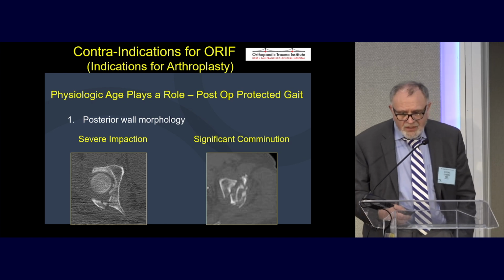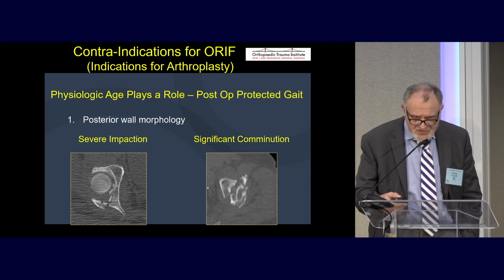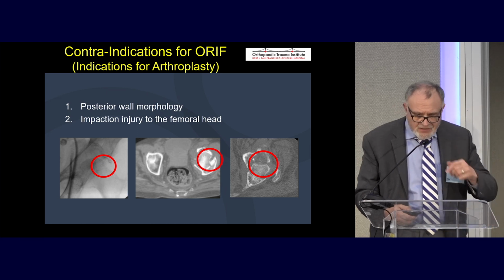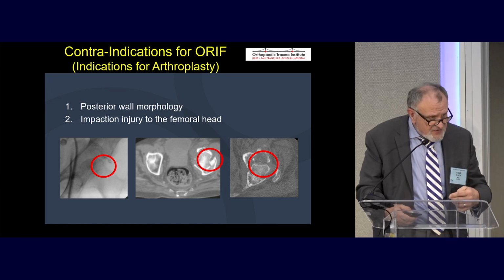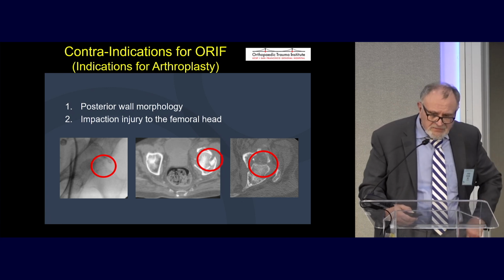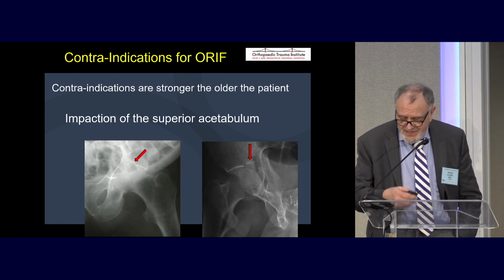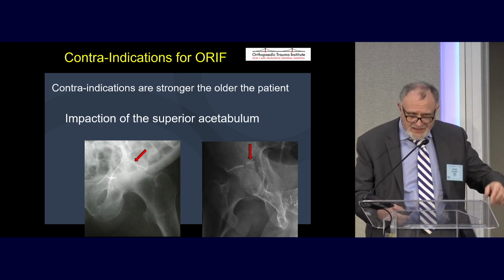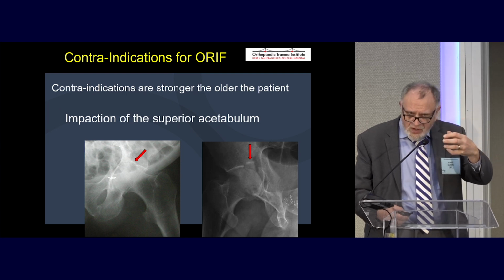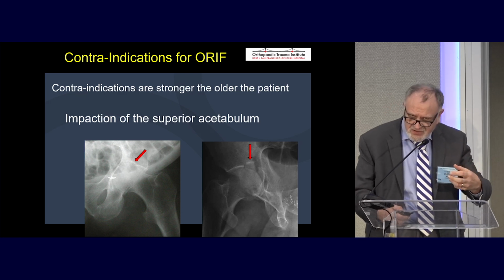So, things that are relative contraindications for fixation, relative that is. Posterior wall morphology, Andy's going to talk about this in a minute, so I won't spend a lot of time on it. Impaction of the superior acetabulum or injury to the femoral head. Dana Mears used to say if you have more than a third of the femoral head involved, it's not reconstructible, so just do a total joint. And then impaction of the superior acetabulum. I'll show you a case where this becomes important, but particularly in the older patient, you have impacted cancellous bone. So if you reduce it, there's a big void behind that articular surface, and it's often hard to hold the reduction, even though you can get it reduced surgically.